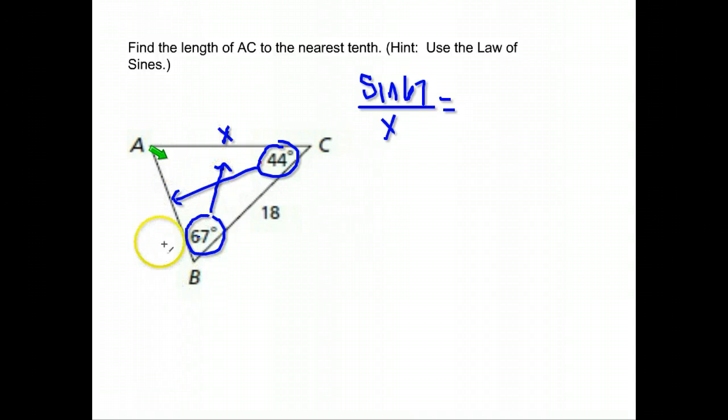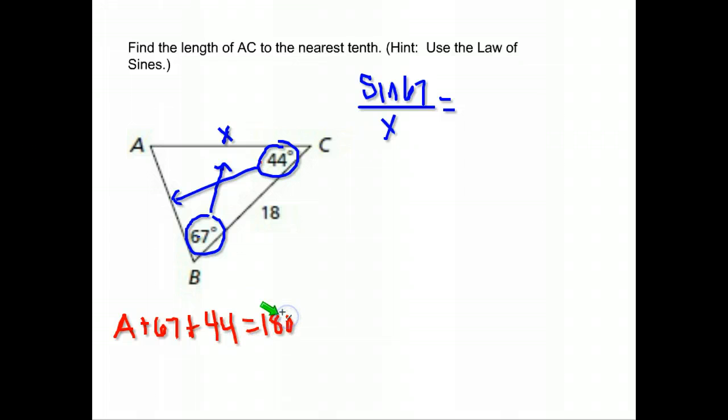Again, how do I find the measure? Well, angle A plus the 67-degree angle plus the 44-degree angle, all together, they should be 180. Why? Because there's a total of 180 degrees in every triangle, and those are my three angles. I add the 67 and the 44 to get 111, and then I subtract 111 from both sides to find out how many degrees are left for that last angle, and it's 69. So this is a 69-degree angle.